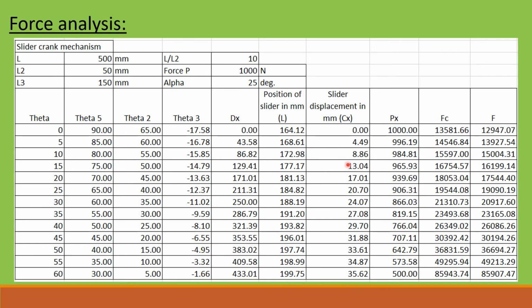After having derived equations for Px, Fc and F, let us solve the problem. Here we have taken again the same problem where L is 500 millimeter, L2 is 50 millimeter, L3 is 150 millimeter, force is 1000 Newton, alpha is 25 degrees. These values are already calculated. For any given angle theta from 0 to 60 degrees, Px is calculated like this, and Fc and F are also calculated. Let us see the graphs in the next slide.